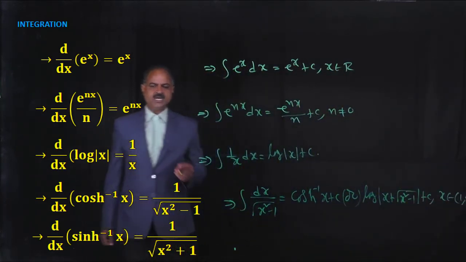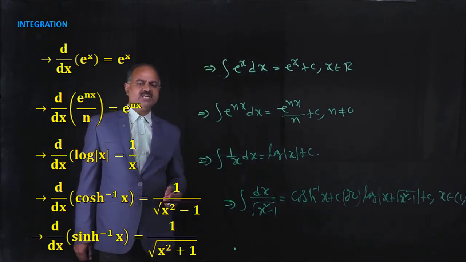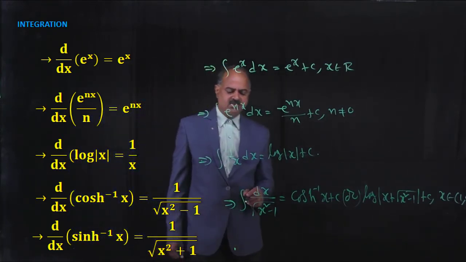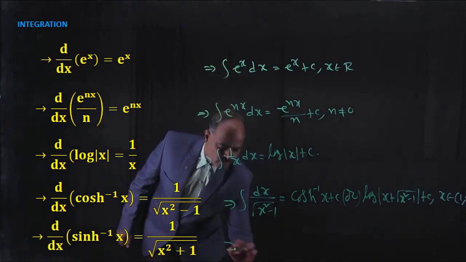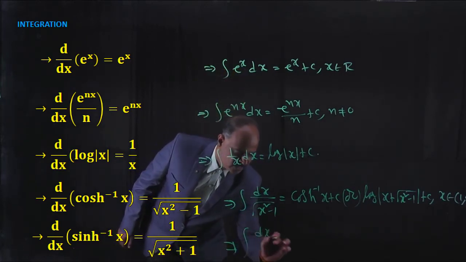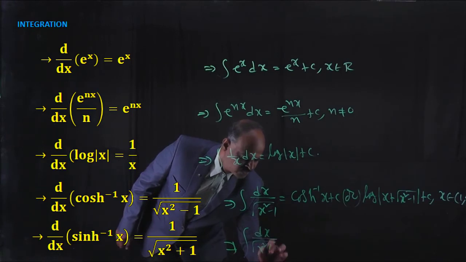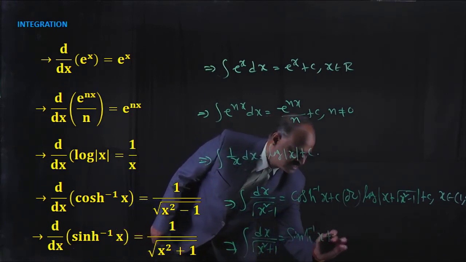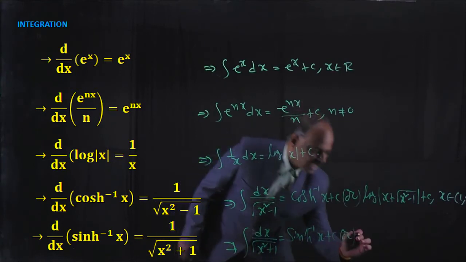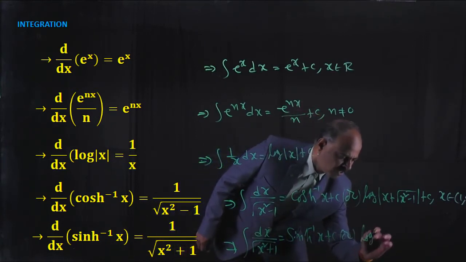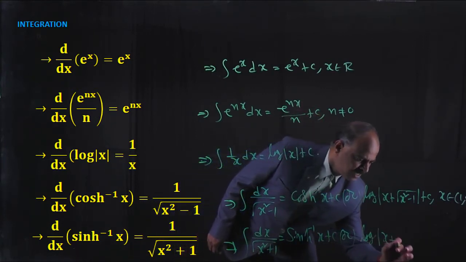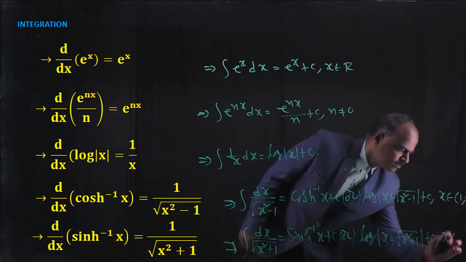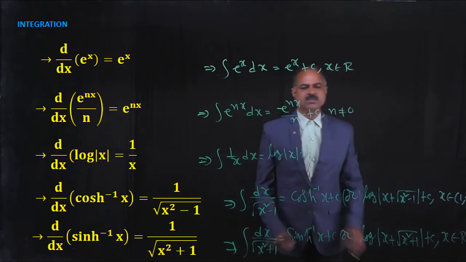Next one is d by dx of sin h inverse x equal to 1 by root over x square plus 1. Now here integral dx by root over x square plus 1 equal to sin h inverse x plus c, or log modulus of x plus square root of x square plus 1 plus c, x belongs to R.